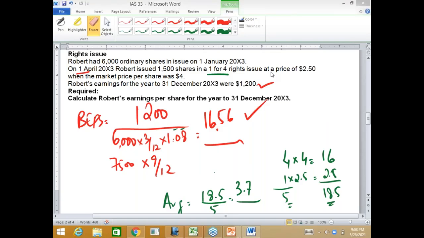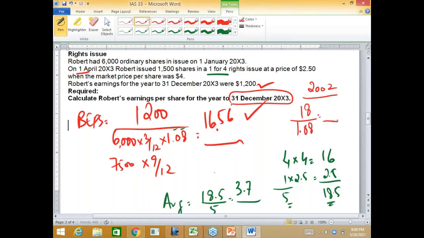Now, if the examiner gave you 2002 EPS, that's the EPS that you have calculated for 2003. So if the examiner gave you 2002 EPS, which is assuming it's 18 cents, then you need to restate this EPS by dividing it with the BAF. And this will be the restated EPS. So 18 divided by 1.08. So it will be 16.67.